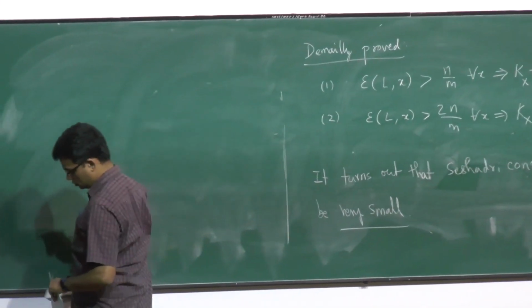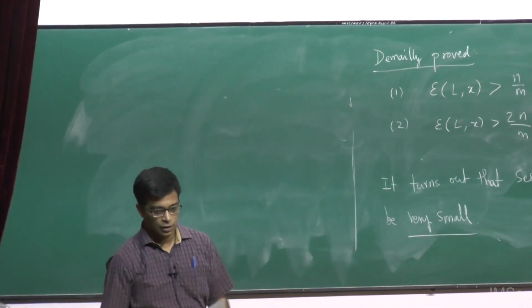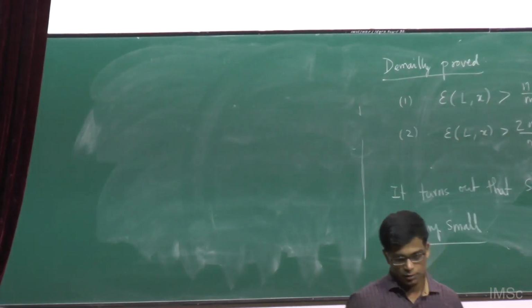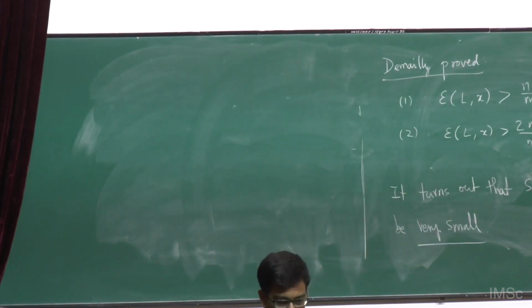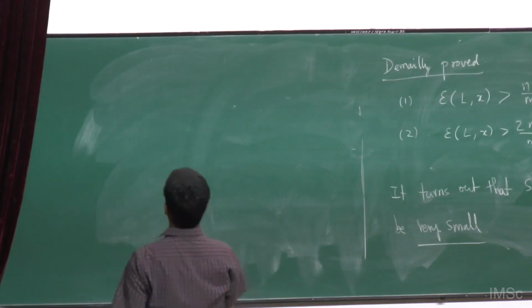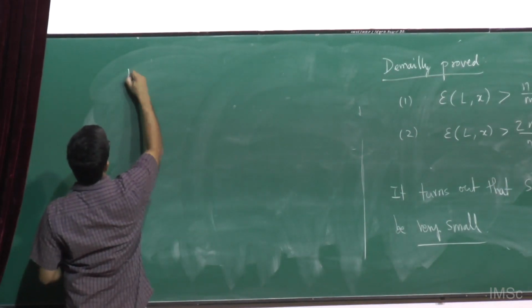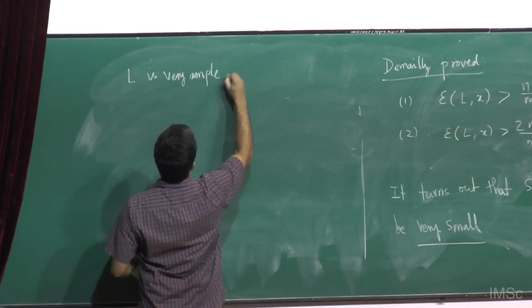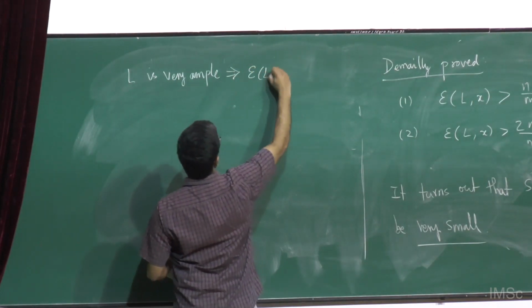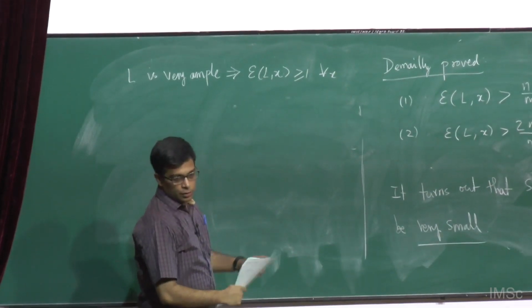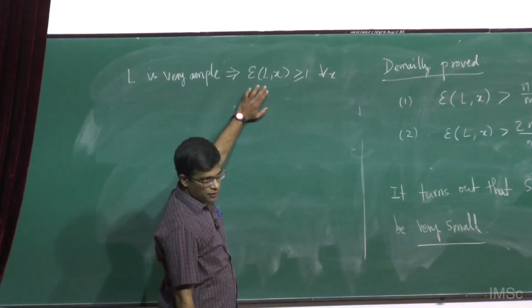It cannot be 0, so that is not difficult to show. It cannot be 0 because it will always be bounded by, if L is very ample, for example, it's always at least 1. So what I should write here is, if L is very ample, this is an easy observation, because what is this?